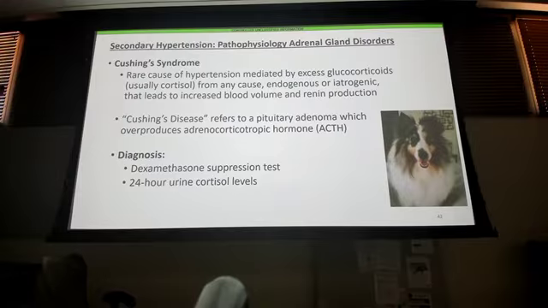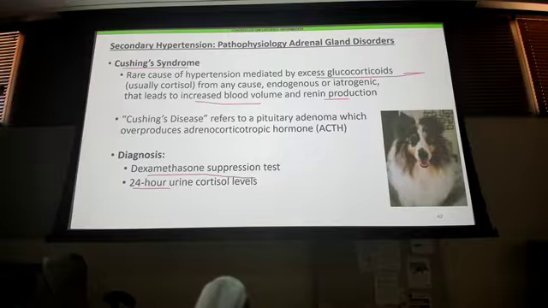Then we went on and talked about Cushing's syndrome, which is an excess glucocorticoid condition, typically in the form of cortisol, where you're secreting this hormone inappropriately, and it causes an increase in blood volume and renin production, which are ultimately the pathophysiologic effects of it. But the way that you diagnose this is you do a dexamethasone suppression test to see if those cortisol levels remain elevated, which would be an inappropriate result.